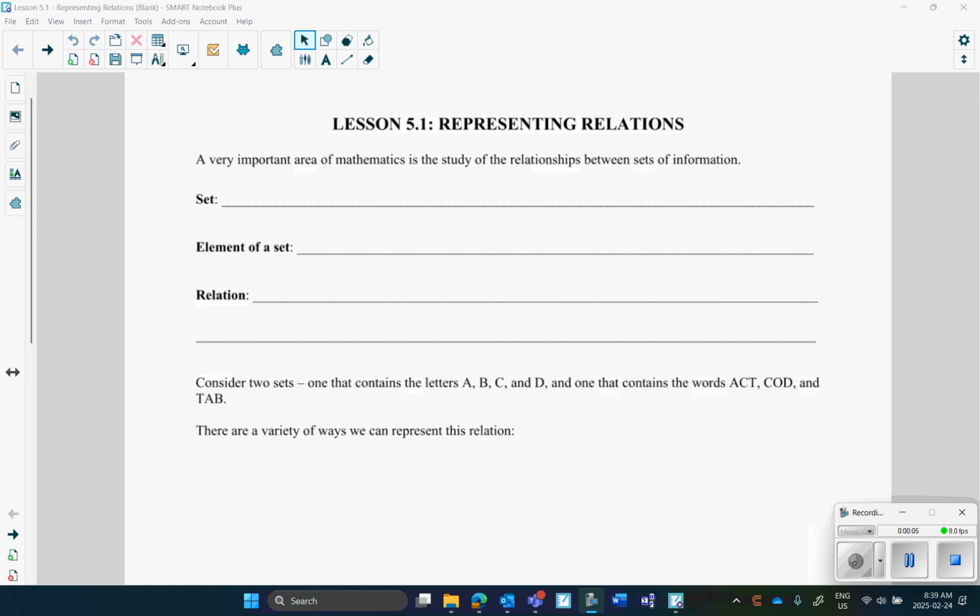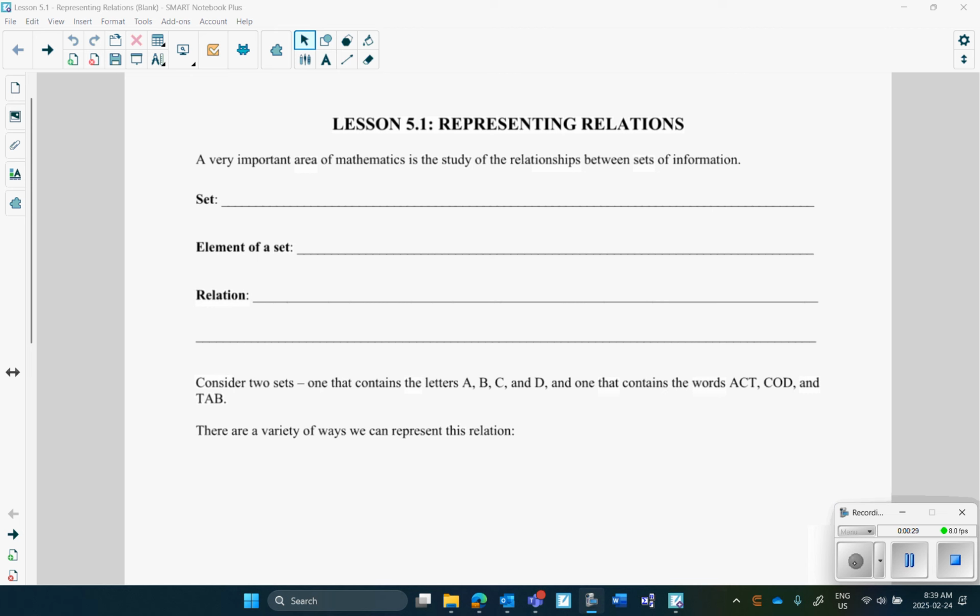What we're going to do with this unit, and we've been kind of doing it with the last two units, is we're going to talk about the relationships between sets of information, okay? Which is a very important part of everyday life. We talk about the relationship between sets of information all the time.